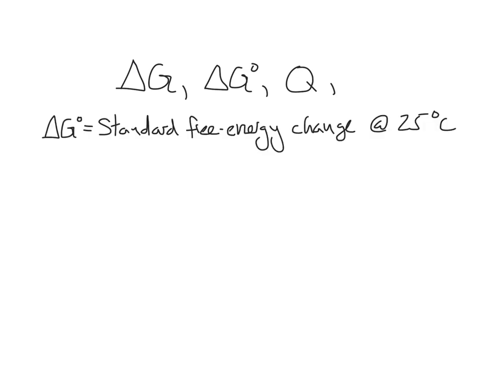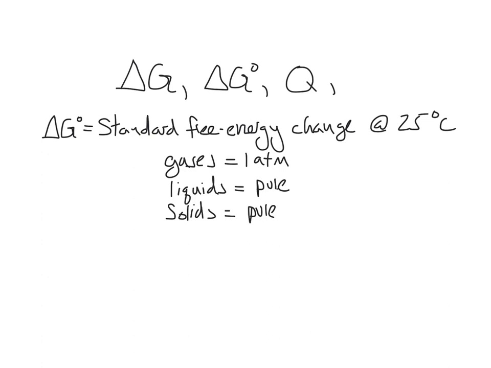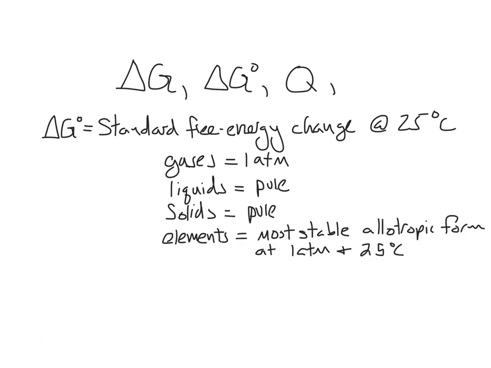In this video, we're going to look at the relationship between delta G naught and the reaction quotient Q. To remind you, delta G naught is the standard free energy change at 25 degrees Celsius. That means any gases are at 1 atmosphere of pressure, all liquids are pure liquids, all solids are pure solids. The elements will be the most stable allotropic form at 1 atmosphere and 25 degrees Celsius, and the solutions are all 1 molar in concentration.